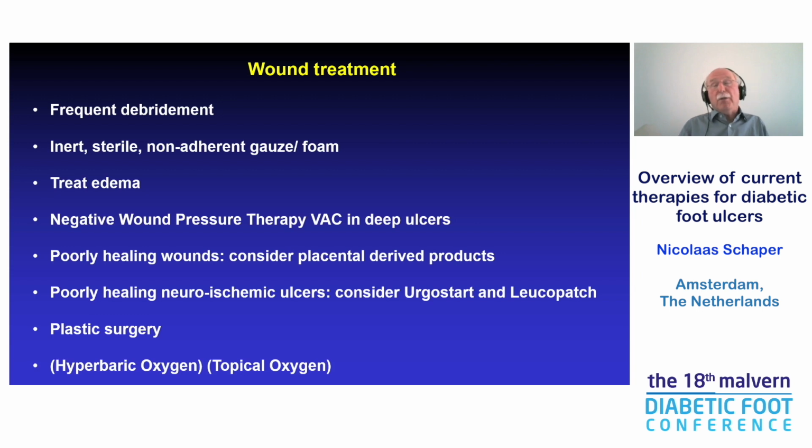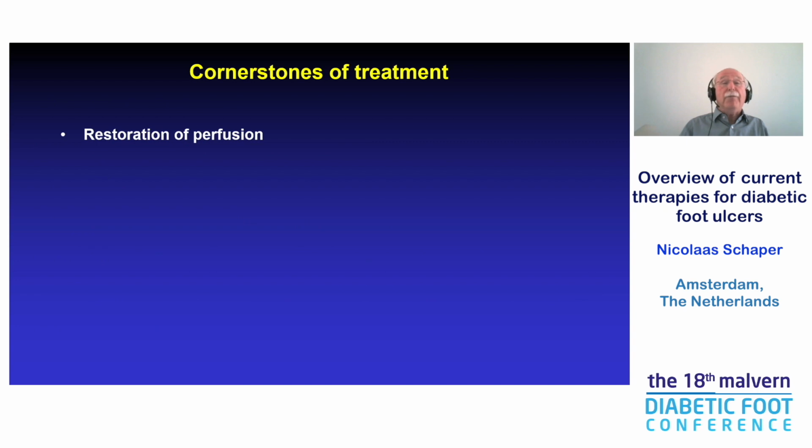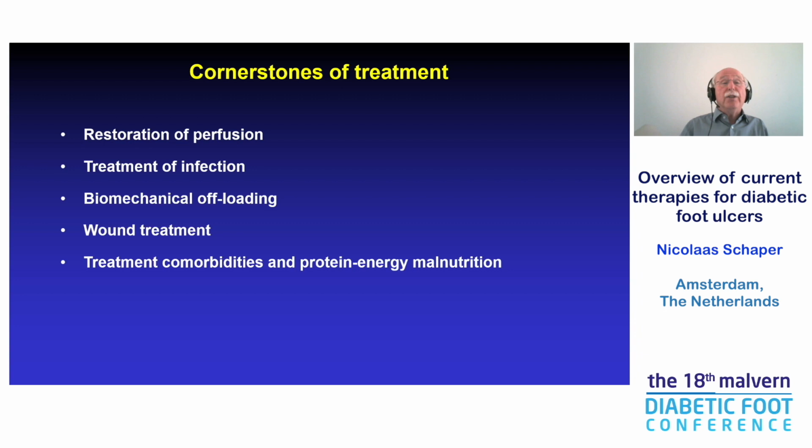Then there, of course, is the topic of oxygen. The guidelines say that you might consider hyperbaric oxygen in certain circumstances. I never use it. And there is recent evidence that topical oxygen might work, but there again, we probably need a large enough trial showing efficacy. So the cornerstones of treatment are restoration of perfusion, treatment of infection, the offloading, wound treatment, treatment of comorbidities, and I didn't mention that, energy malnutrition.